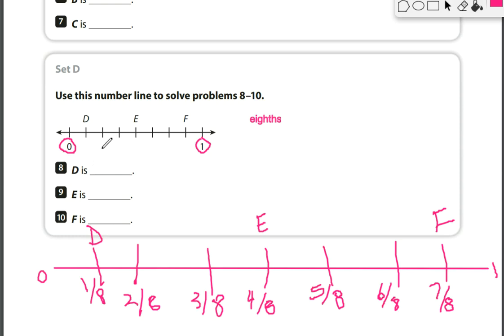All right, D is on 1/8. E is on 4/8. Woohoo! That is an interesting looking 8. And F is on 7/8. Now, if I am not drawing this number line and I was just counting, I would have to do it out loud. I'd go 0/8, 1/8, 2/8, 3/8, 4/8, 5/8, 6/8, 7/8. But I wanted us to have a written reference for how I got there as well.